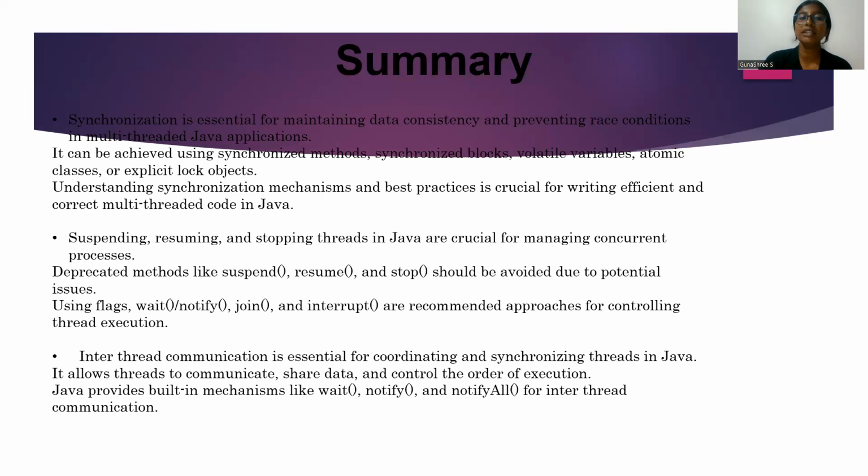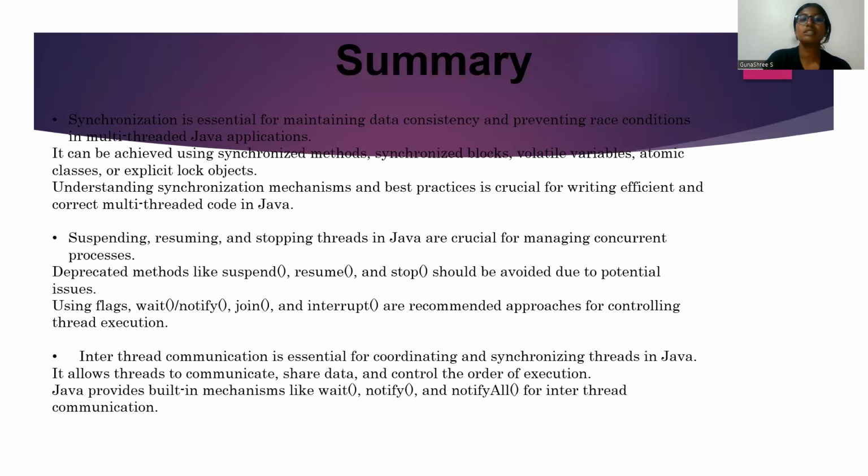Moving on to the summary part. The first topic I discussed was synchronization in Java. This is helpful for maintaining data consistency and preventing race conditions in multi-threaded Java applications. This can be achieved using synchronized methods, synchronized blocks, volatile variables, atomic classes, or even explicit lock objects. Understanding synchronization mechanisms is one of the best practices for writing efficient and correct multi-threaded code in Java.